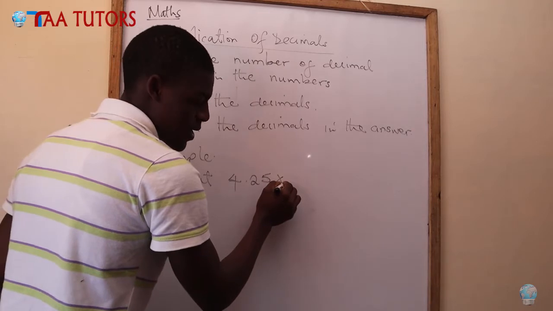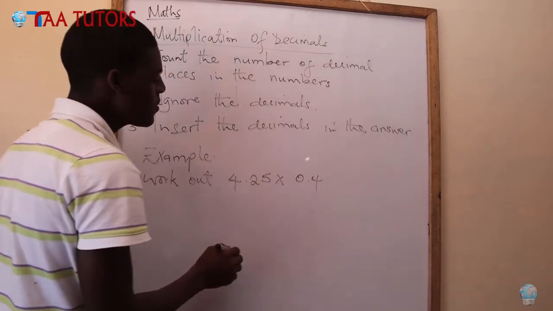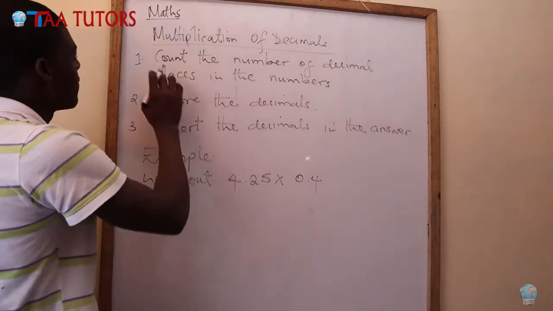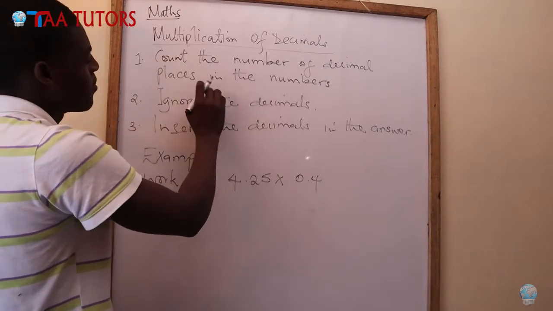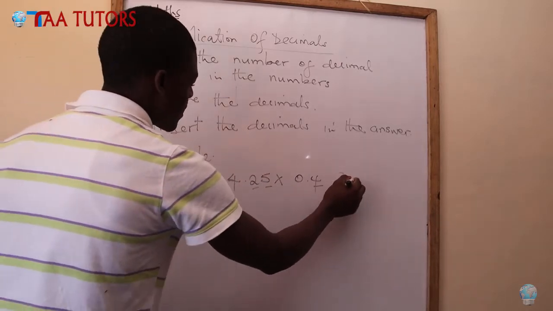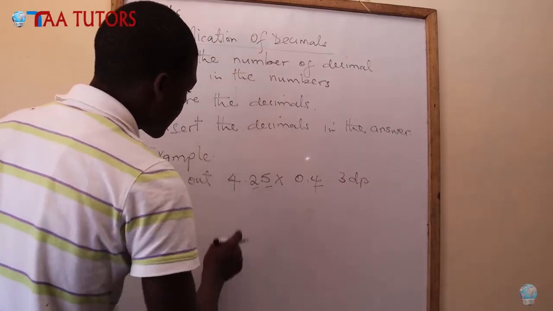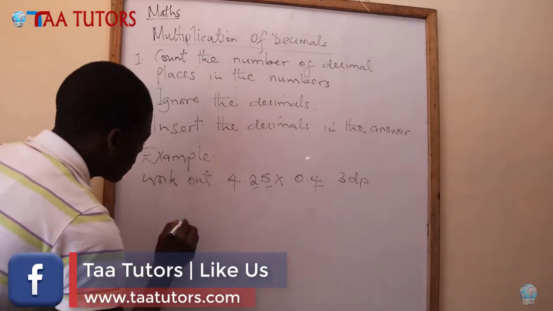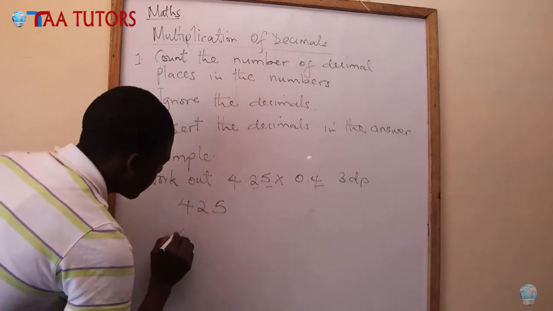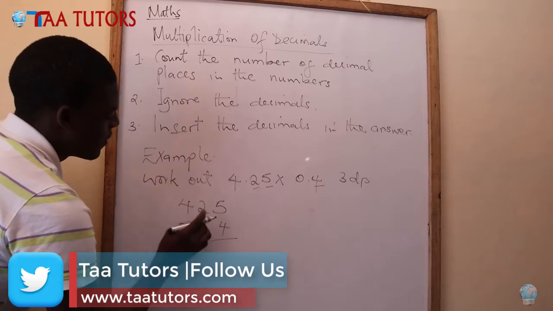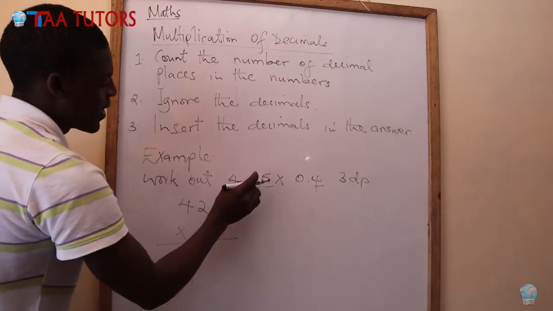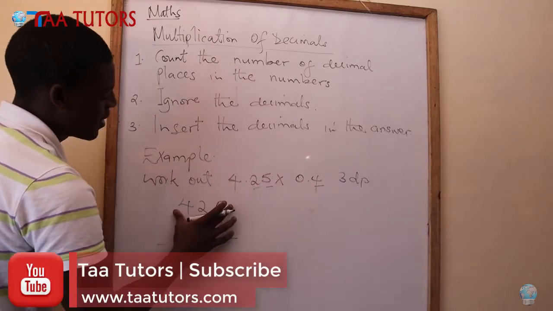4.25 times 0.4. This is an example we are doing, and when we want to multiply this, we will follow the three steps. Number one, we count the number of decimal places in the numbers, where we have 1, 2, 3. We have 3 decimal places. After counting, we will ignore them and multiply so that we have 425 times 4. We count the number of decimal places and it is 3. Then the next step, we ignore the decimal places, so we multiply as whole numbers.